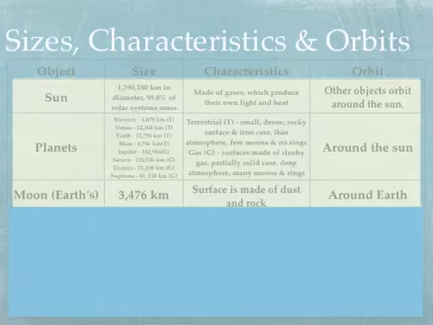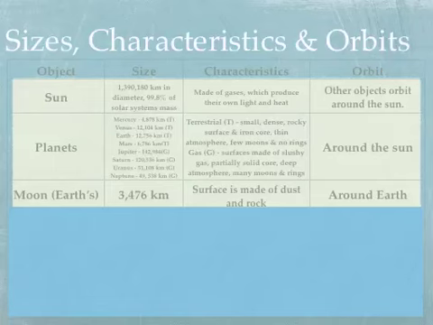And so, as you can see, these planets orbit in this order, meaning Mercury is the closest to the sun, and Neptune is the furthest from the sun. So they orbit in this order.